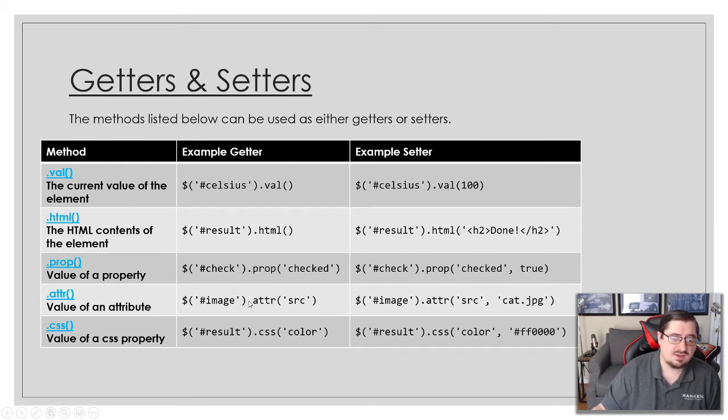So for instance, in this case, I want to get the source of an image, right? What URL does that image tag point to? Or I could set the source if I pass in a value. So here's the getter, just the name of the attribute, but no value. Here I set it with the name of the attribute plus the value. So this will change it to cat.jpg, changing it from whatever image it was showing to a cat photo.